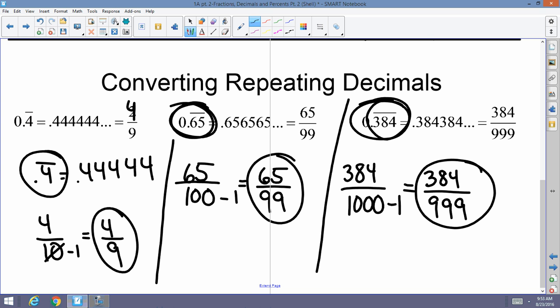So whenever you have a repeating decimal, pretend that the repeating part is gone and convert it into a fraction, as if the repeating symbol was not there. Once you've converted it into the proper fraction, then subtract 1 from the denominator.